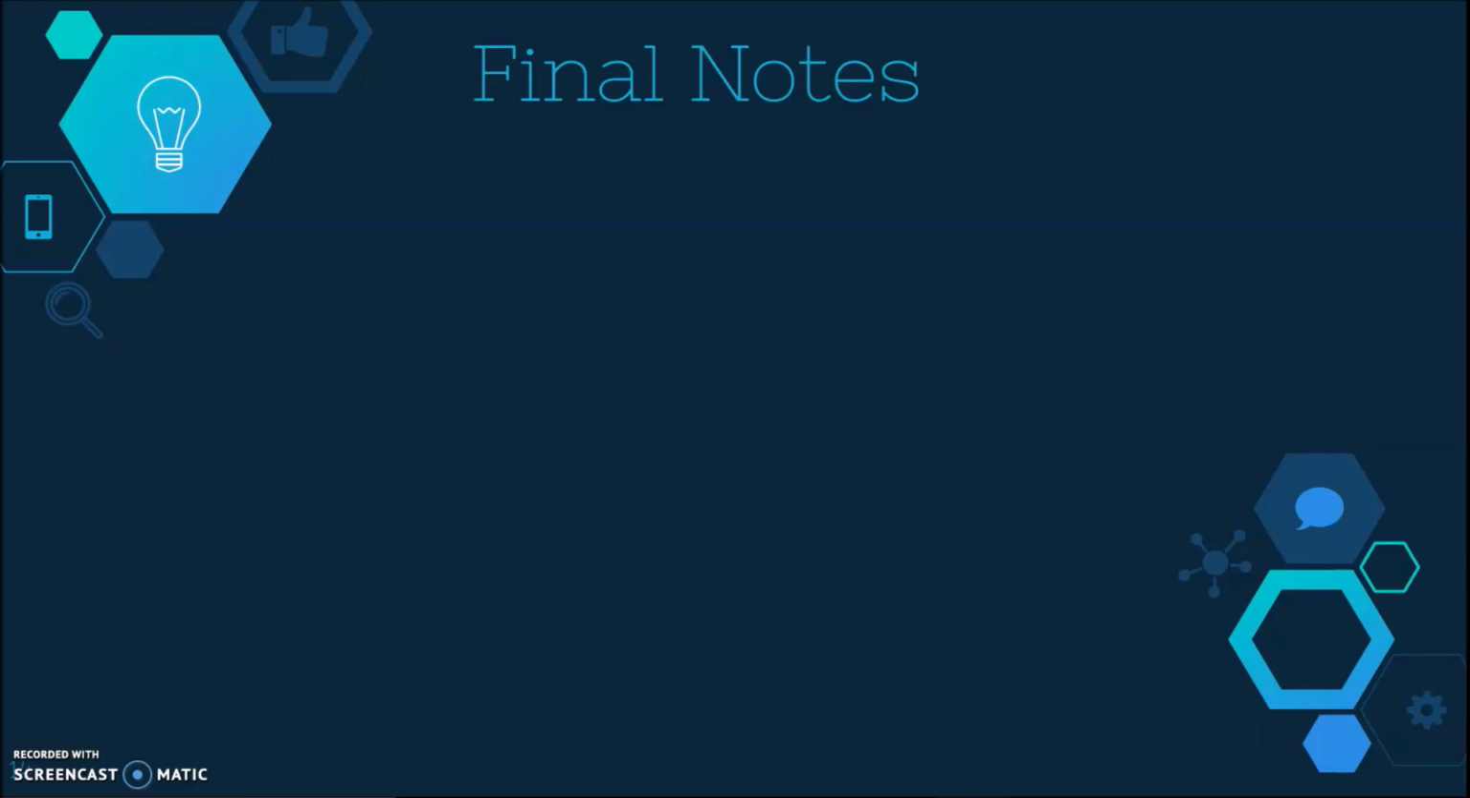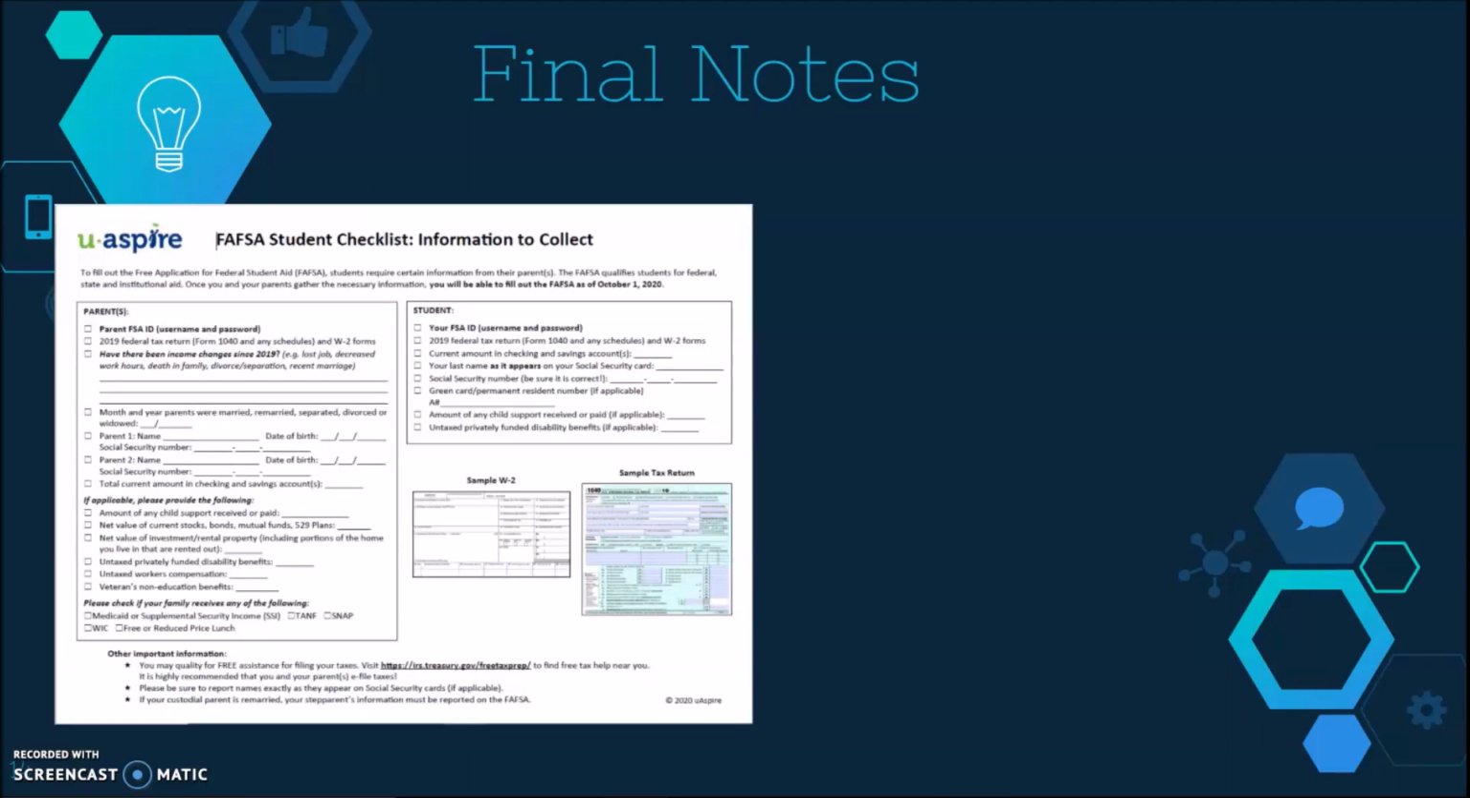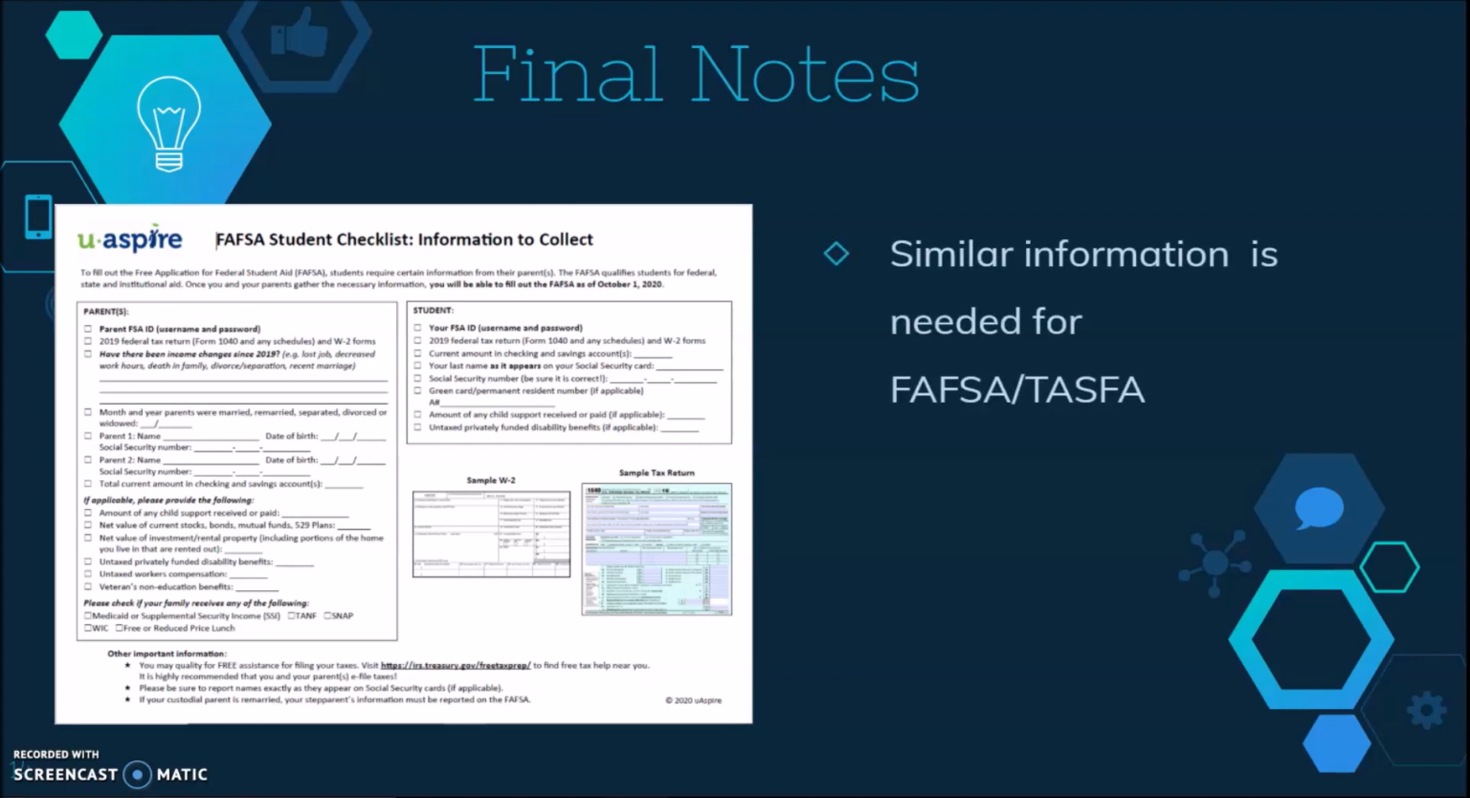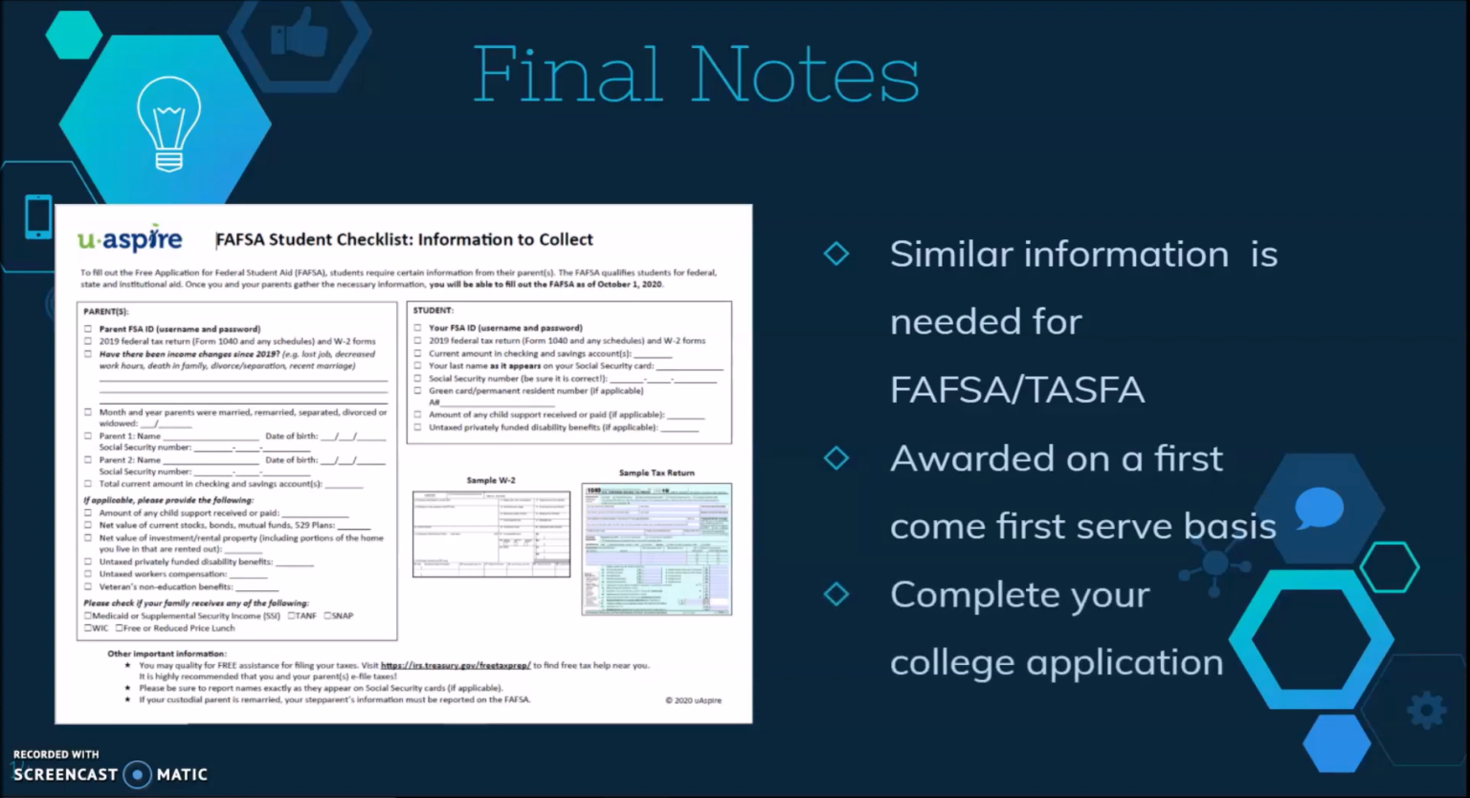In addition to this presentation, you should have a link that gives you access to a handout of all the information you are going to need to complete your financial aid application. Although the handout says FAFSA, the same information will be needed in order to complete the TASFA as well. Remember that most times financial aid is awarded on a first-come, first-served basis. But the first step in the process is completing and submitting your college application and getting accepted. If you have any questions, please feel free to contact the counselor or the CCMR dean on your campus.